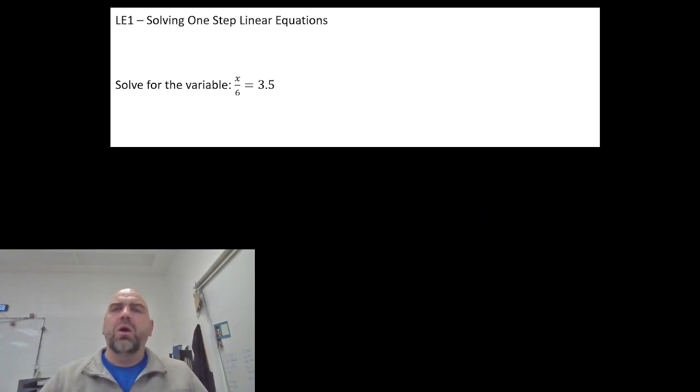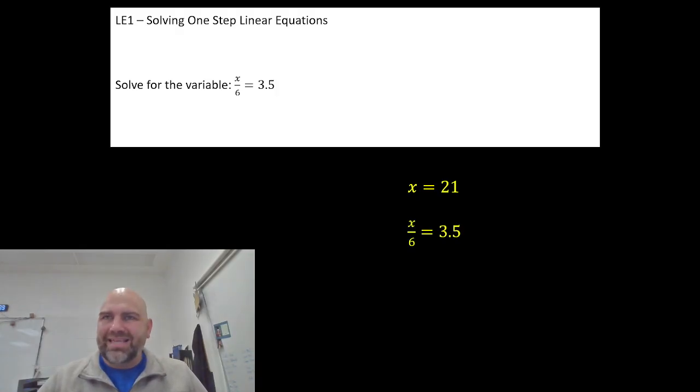Let's look at another one. We might see something where we have this division using a fraction, which is very much like a coefficient. It's just a coefficient of a fraction, or in this case, 1 over 6. When we do this, there we go, our answer should be 21, but how do we get that?